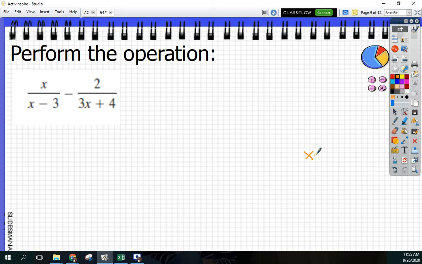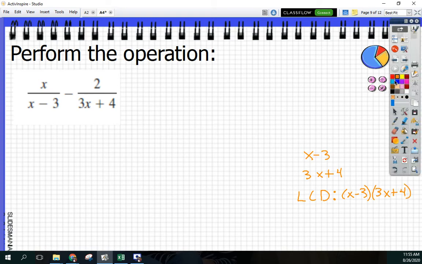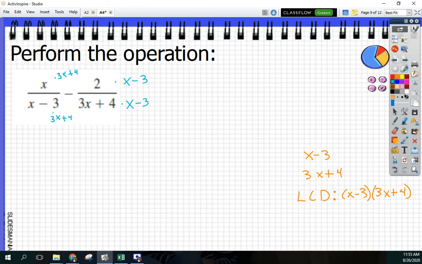So I have x minus 3 and 3x plus 4. Those don't share any factors, so our least common denominator is just going to be them multiplied together. So then again, we're looking at what is my first fraction missing? What is my second fraction missing? My first fraction is missing a 3x plus 4, so I have to multiply that to the top and the bottom. My second fraction is missing an x minus 3, so we have to multiply that to the top and the bottom.